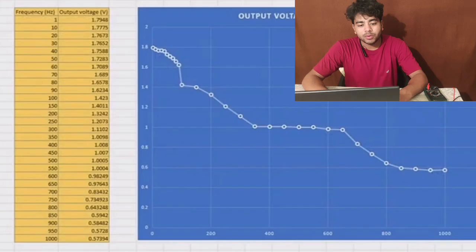Now this is a calculation of frequency and output voltage. At 1 hertz of frequency, the output voltage is 1.79, and likewise it slightly decreases, then is sometimes constant, and once again slightly decreases.